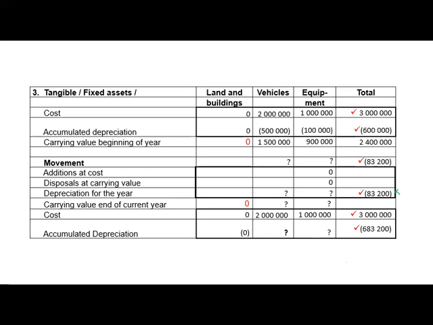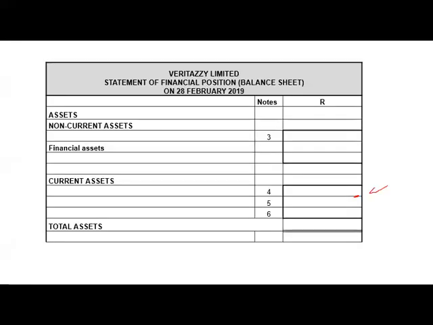Now take the 3 million and minus that 683,200, you will get carrying value at the end of the year. That 2,316,800, you will record it on the face of your financial position, i.e. the balance sheet, as your tangible or fixed assets, and you will put it there. All right. We'll come back to this. I'll just move on. We'll come back to all of that.